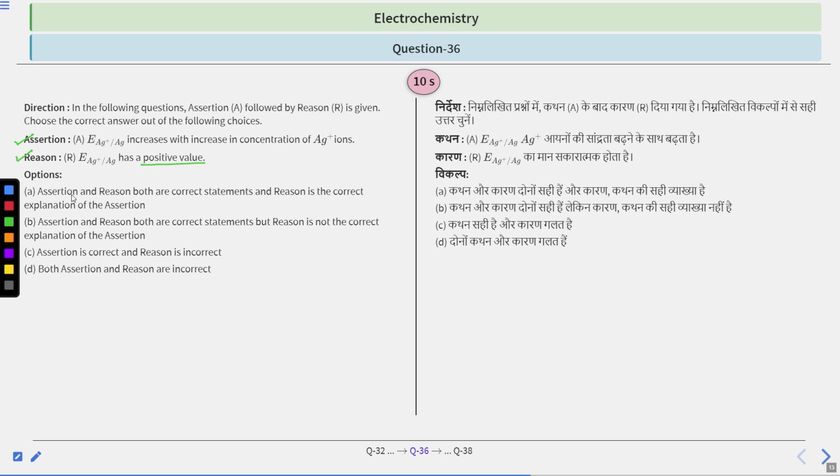Options are: assertion and reason both are correct statements and reason is the correct explanation of assertion. Assertion and reason both are correct statements, but reason is not the correct explanation of assertion. Assertion is correct, reason is incorrect. Both assertion and reason are incorrect. So you have 10 seconds to solve this question. After that, we will see the correct answer.